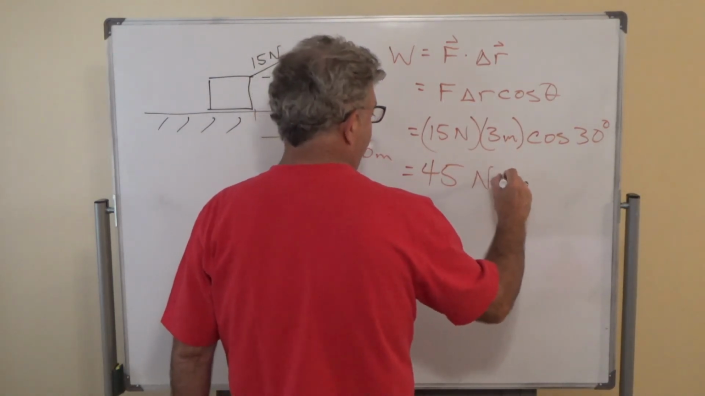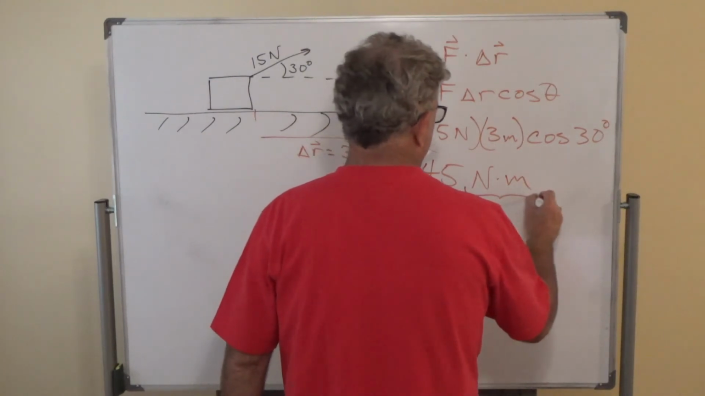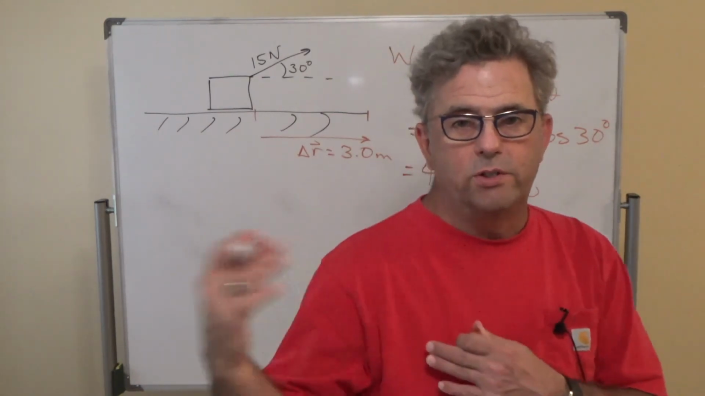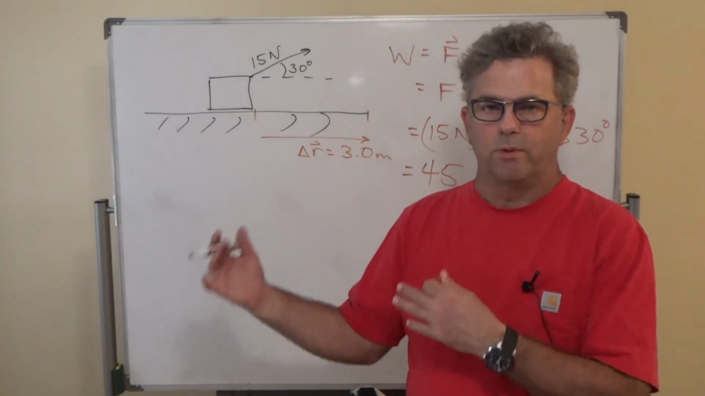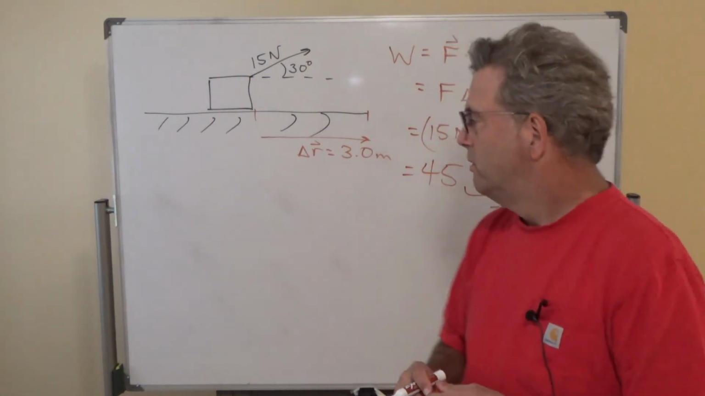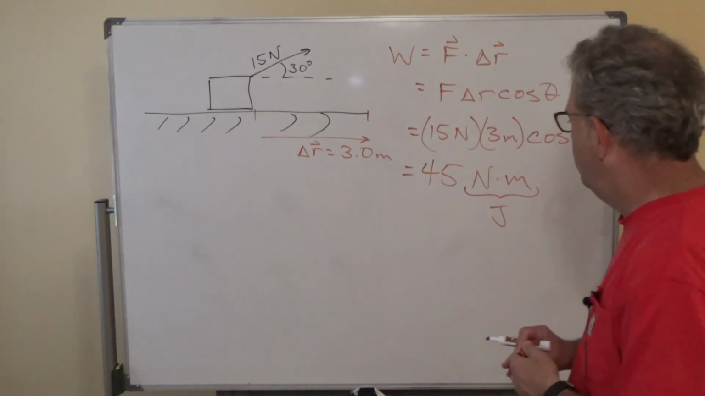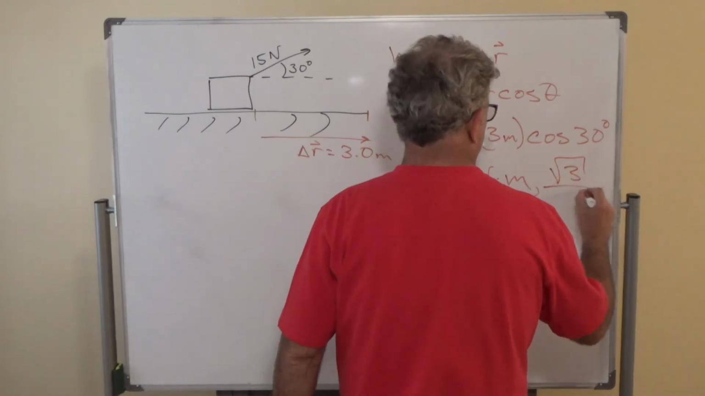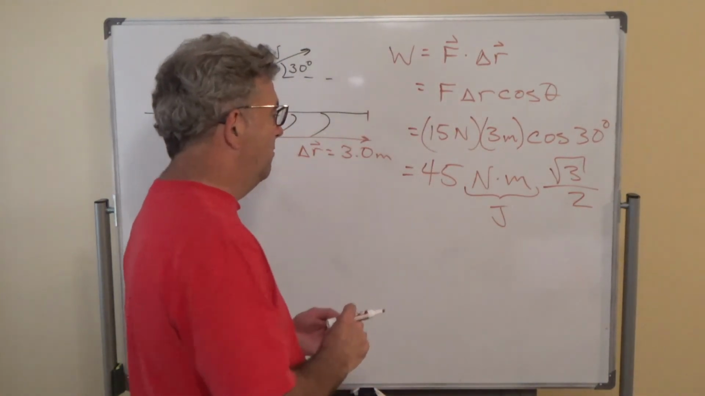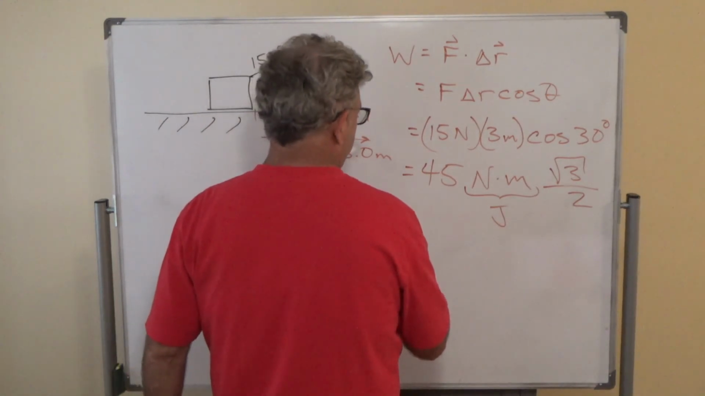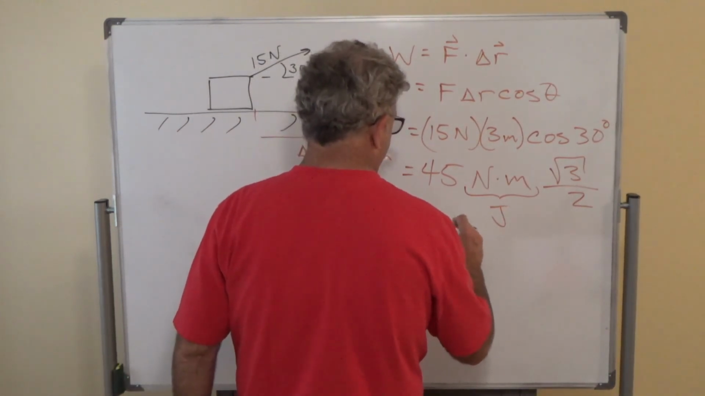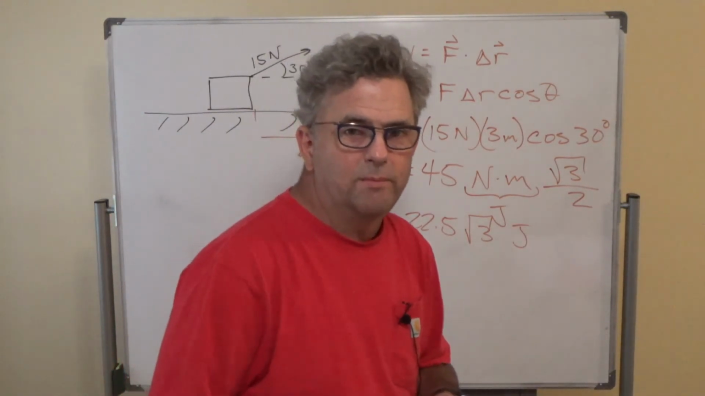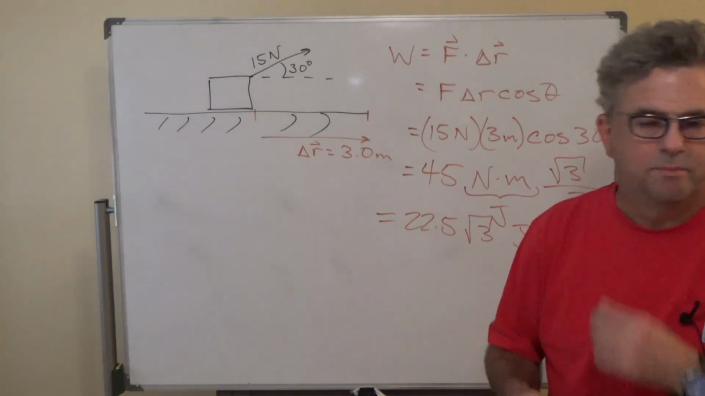By the way, a newton meter is a joule, okay? I didn't state that explicitly, but a force times a distance, I wrote down a kilogram meter per second squared, which is a newton. So a force times a distance is a newton meter. So this is 45 times the square root of 3 over 2. I think that's the cosine of 30. So this is equal to 22.5 square roots of 3 joules. I don't know what that works out to be, but okay.